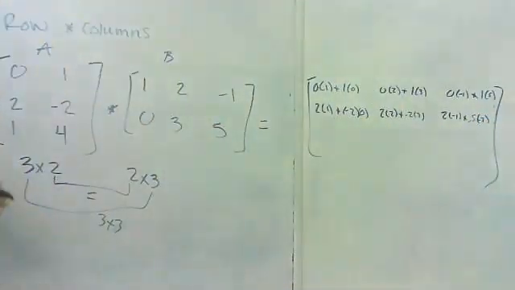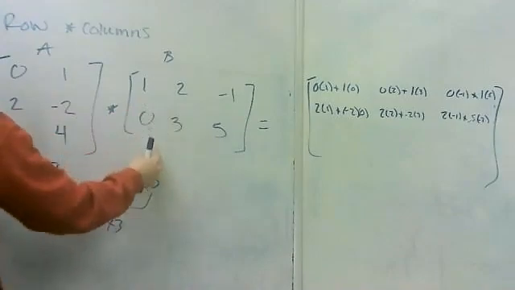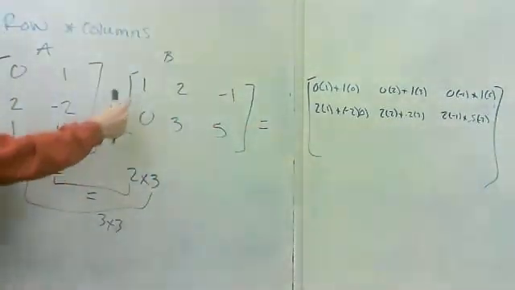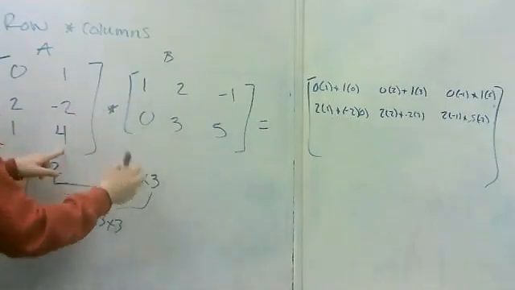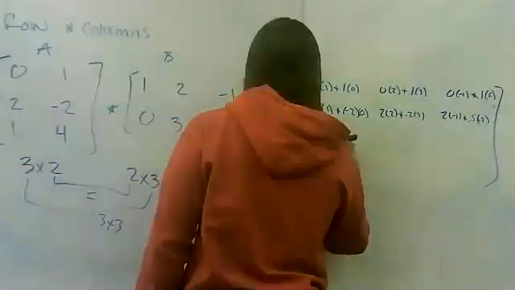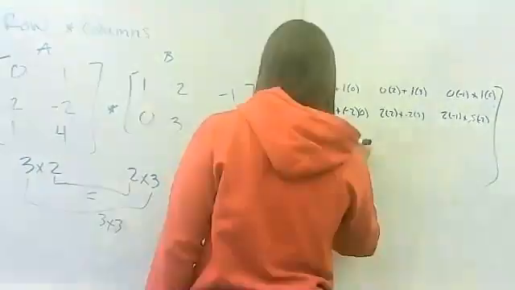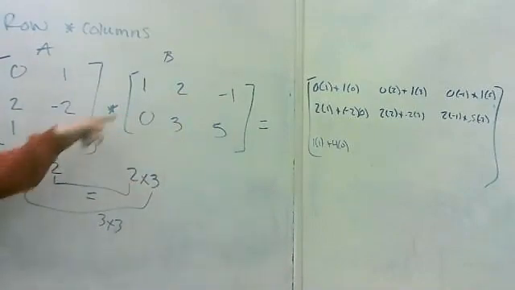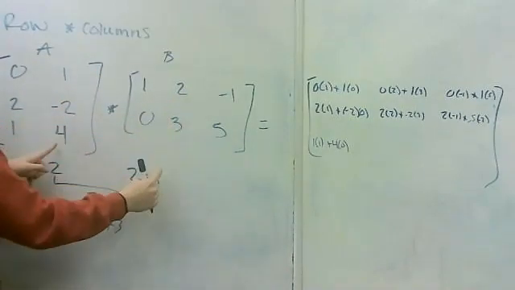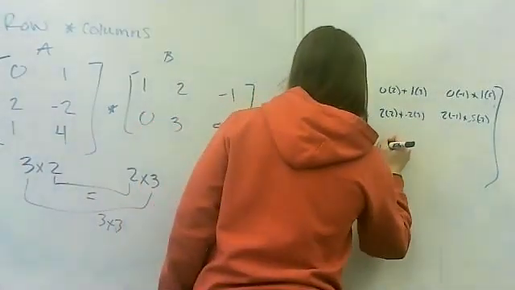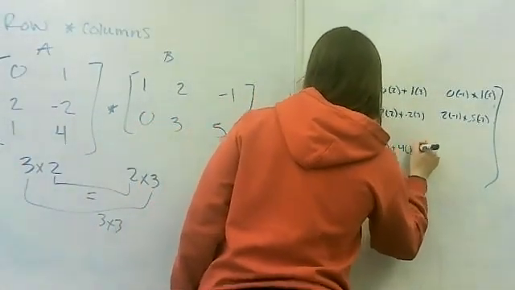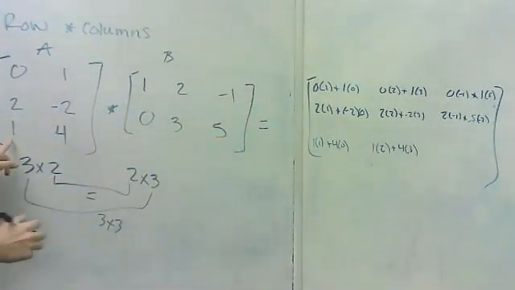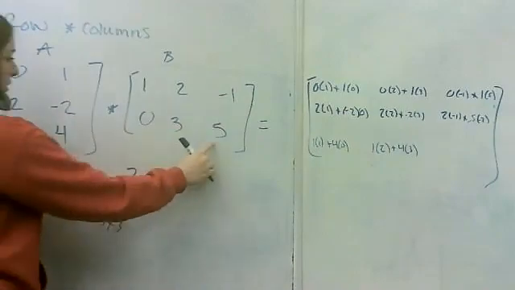All right. Very last row, we still need to go through column 1, 2, and 3 for first term, second term, third term. 1 times 1 plus 4 times 0. Okay, third row, second column, 1 times 2 plus 4 times 3. And very lastly, third row, third column, 1 times -1 plus 4 times 5.